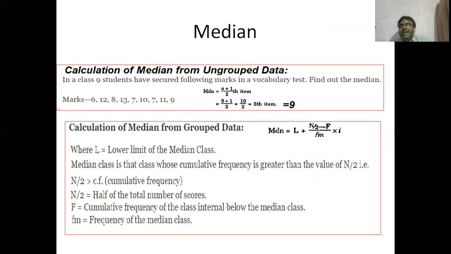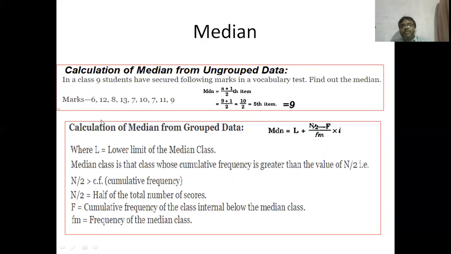In the same manner as we calculated the mean for ungrouped data as well as for grouped data, the median can also be calculated. But remember, while we are calculating the median, some different concepts for even or odd numbers need to be taken into account. Like in a class of 9 students who have scored the following marks: 26, 12, 8, 13. In a vocabulary test, find out the median.